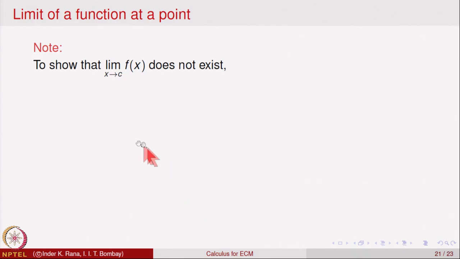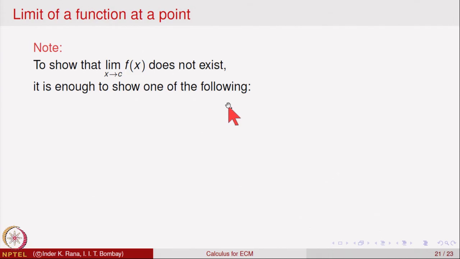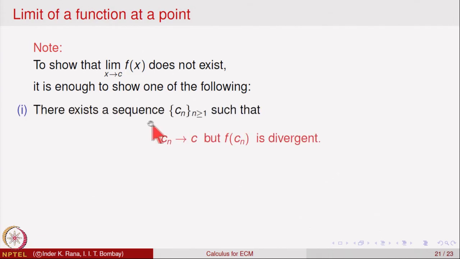Now, before going to further examples, to show that the limit does not exist, what is one to show? The definition of saying that the limit exists was: for every sequence c_n converging to c, f of c_n should converge to the same value L. So, saying that it does not exist will essentially mean either of the following. One, the possibility that there is a sequence c_n in the domain that converges to c, but f of c_n is divergent, it is not convergent.